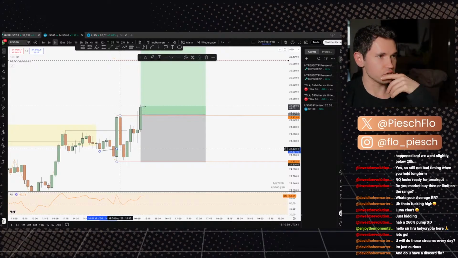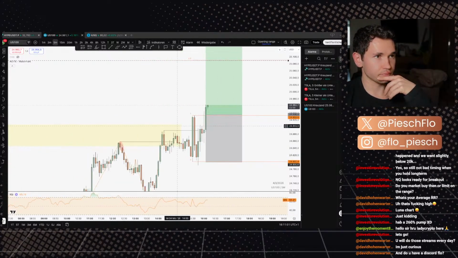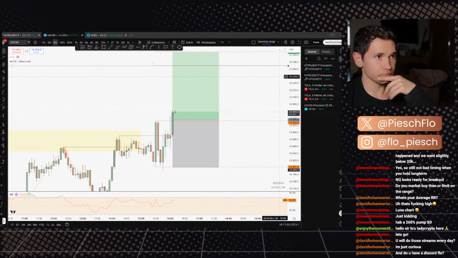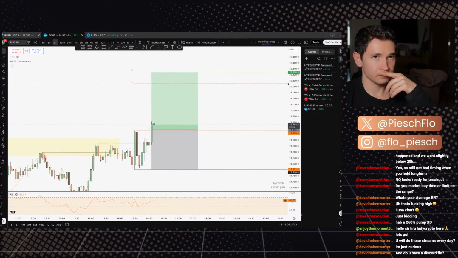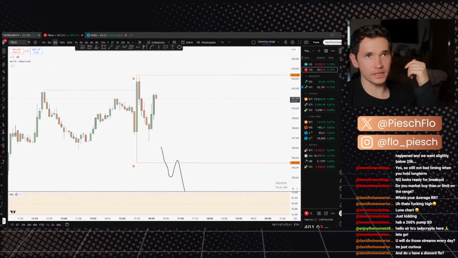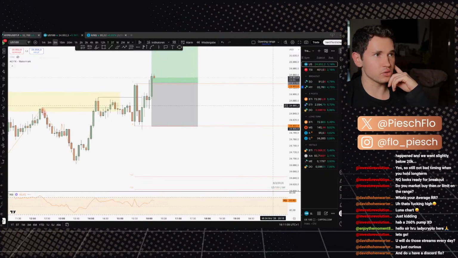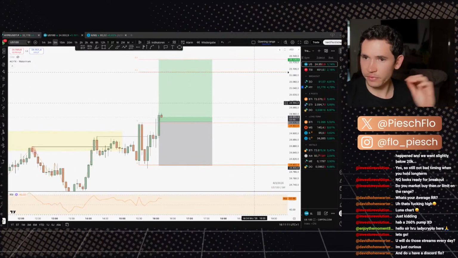Also cleaning this chart up a bit. And for Tesla, no trade for now, but NQ, I will set in these limits.